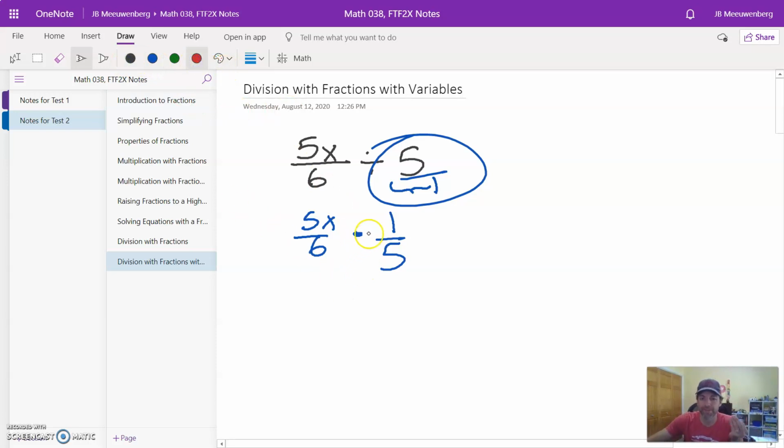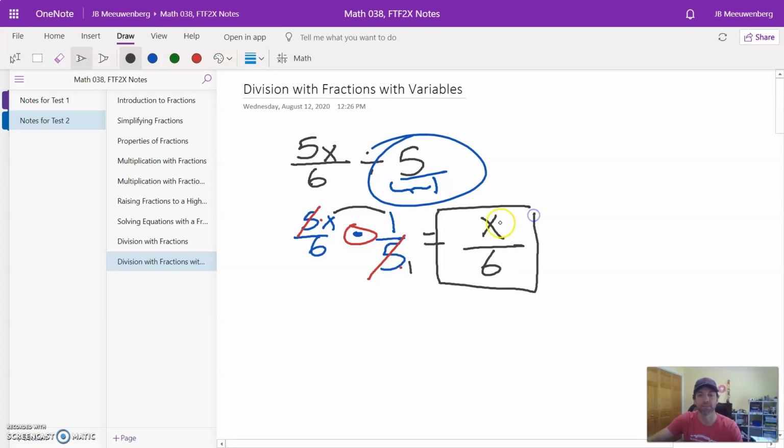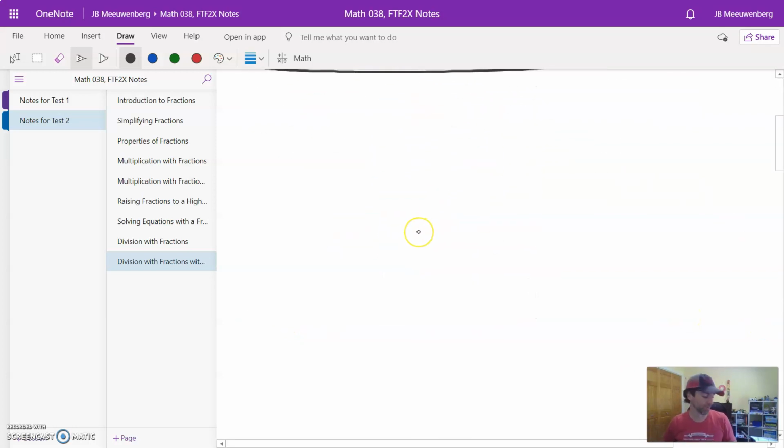And again, one of the benefits of having things written as multiplication is we can cancel. Okay? Multiplication's great. I immediately see that I have 5 times x, and then diagonally across from it, I've got a 5, right? So a numerator with 5 and a denominator with 5, those 5s just cancel. And nothing else cancels, so we multiply straight across. X times 1, and then 6 times the one that's left over there. X over 6. 5x over 6 divided by 5 is x over 6. That wasn't so bad now, was it? Let's look at another one.